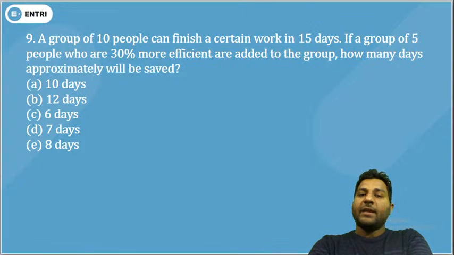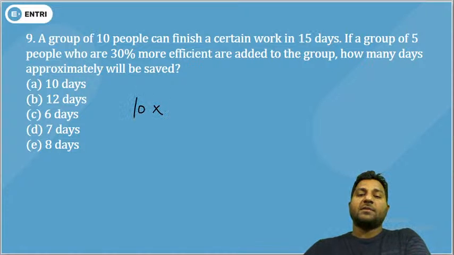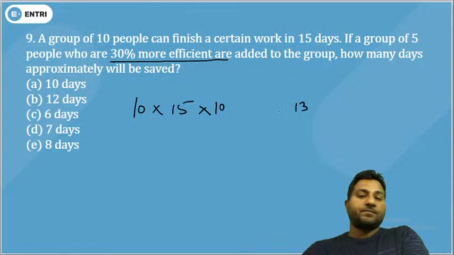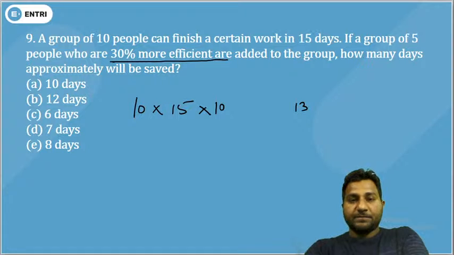A group of 10 people can finish a certain work in 15 days. If a group of 5 people who are 30% more efficient are added, that means the efficiency of the first group is 10, while the efficiency of the second group is what? 13. Okay, are added. How many days approximately will be saved?